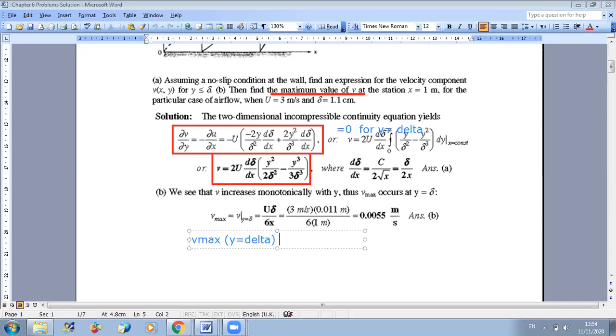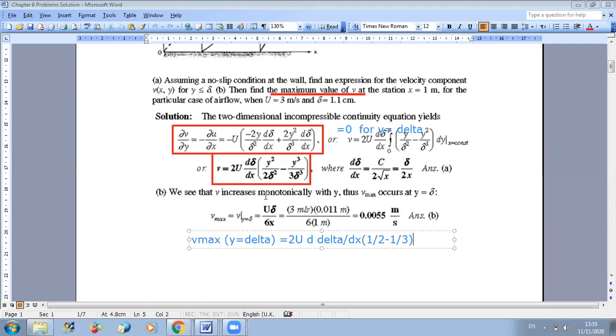If I replace in this equation here, I get 2u times d delta over dx, times, if I replace y by delta, delta square over 2 delta, which is 1 over 2. And here I have delta cube over 3 delta cube, so minus 1 over 3. Okay, so in this case, 1 over 2 minus 1 over 3 is 1 over 6.